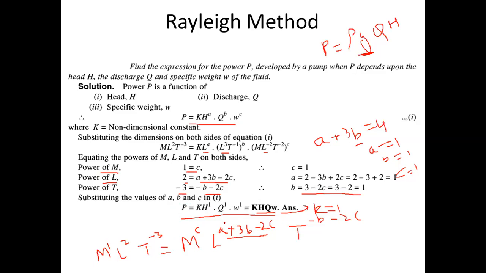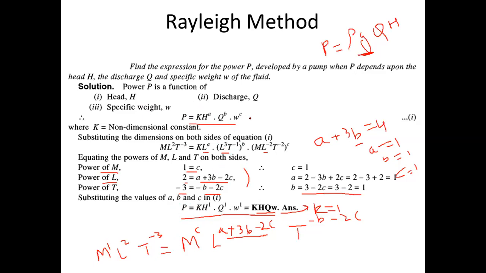So this is how we can find empirical correlations using the Rayleigh method and dimensional homogeneity. But there is a problem with the Rayleigh method. If we have a larger number of parameters, like in this case we have 3 independent parameters, but let's say we have 6 or 7 independent parameters, in that case there will be 6 or 7 equations. Like in this case we had 3 parameters, so there are 3 equations.